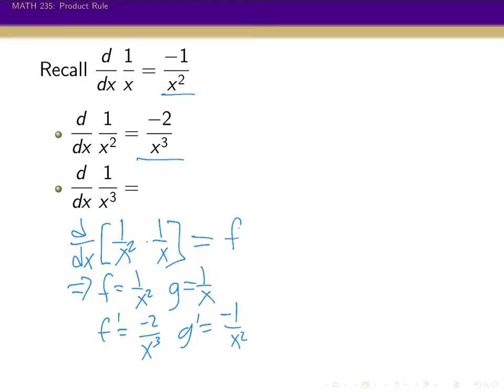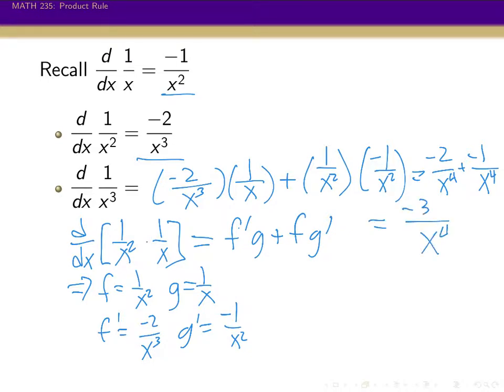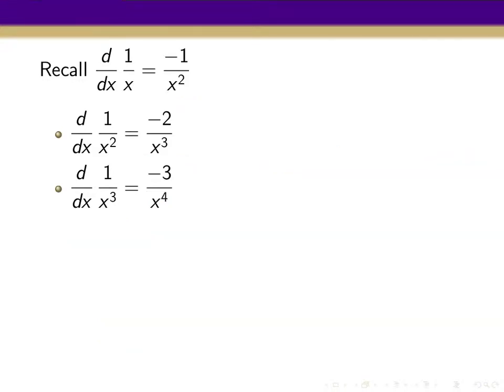And so the product rule is f prime g plus f g prime. F prime is minus 2 over x cubed times g, which is 1 over x, plus f, which is 1 over x squared, times g prime, which is minus 1 over x squared. Putting these together, we get minus 2 over x to the fourth, and then minus 1 over x squared times minus 1 over x squared is going to be another minus 1 over x to the fourth. They combine together to be minus 3 over x to the fourth. And so the derivative of 1 over x cubed is equal to minus 3 over x to the fourth.